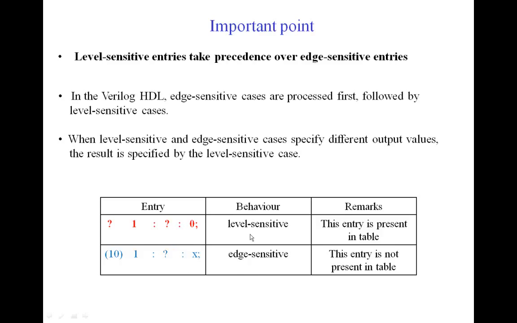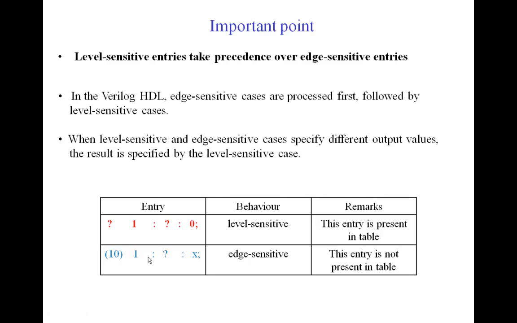Level sensitive will take precedence over edge sensitive. It will return a value 0. So that's how it has become an asynchronous clear. If you focus on this point, that level sensitive entries take precedence over edge sensitive entries, you can design a synchronous clear.